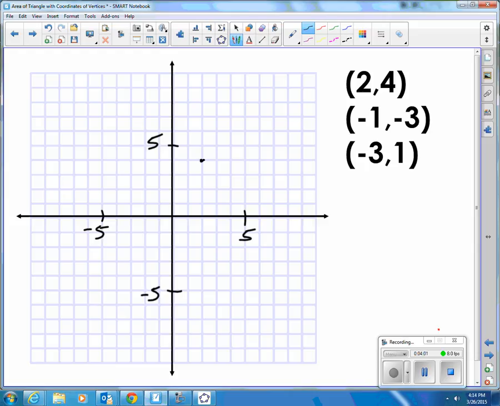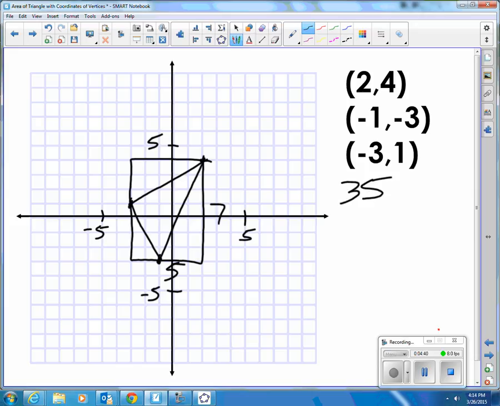Okay, (2, 4), (-1, -3), (-3, 1). So here's our triangle. Let's draw a rectangle that includes all of that triangle. The area of that rectangle can be found because it's 5 wide and 7 tall, so the area of the whole thing is 35.